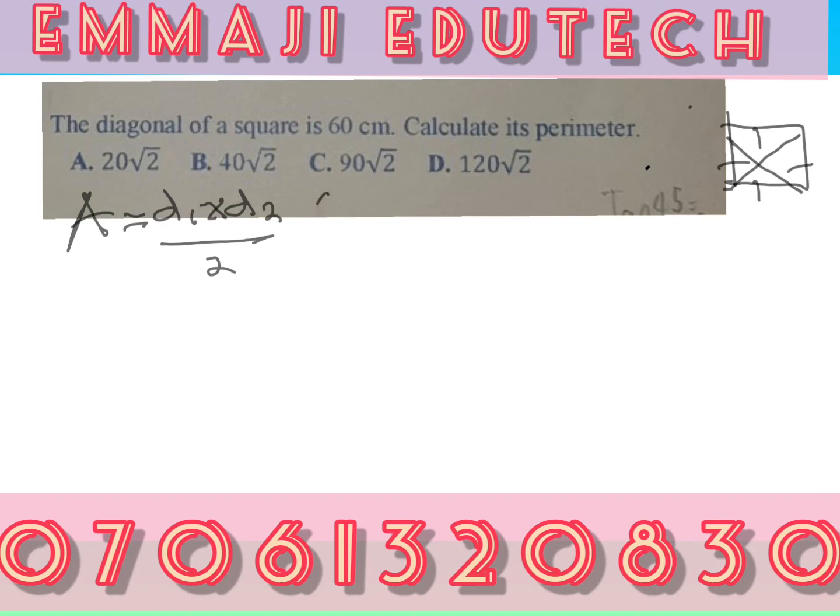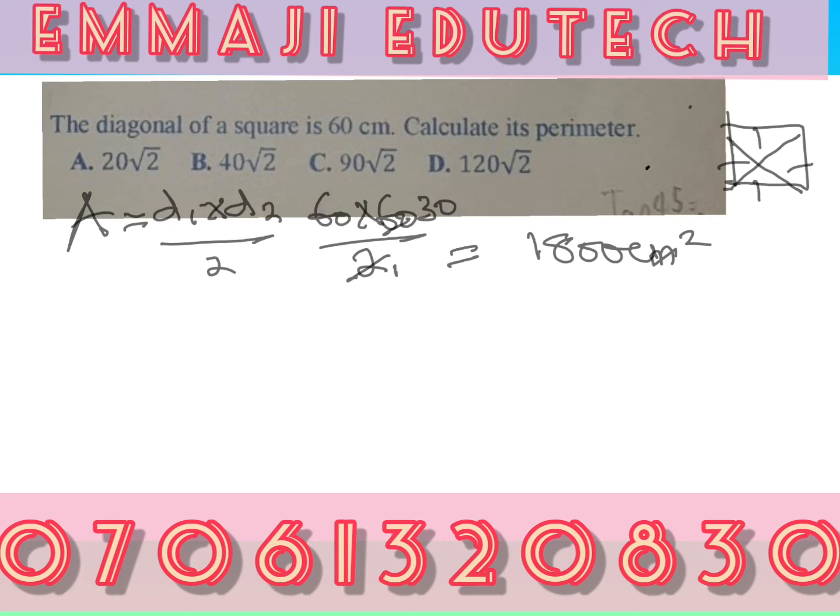So that means 60 times 60 times 2. 2 here, 1, 2 here, 30. So we have our area to be 1800 cm squared.